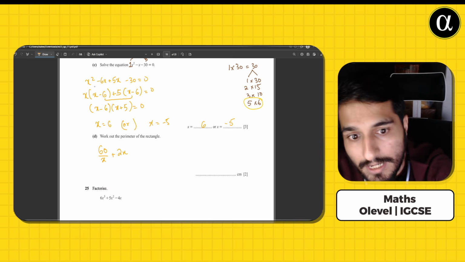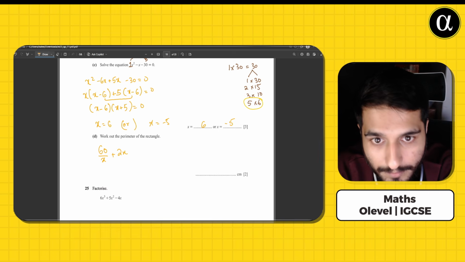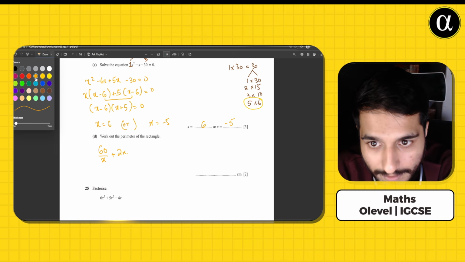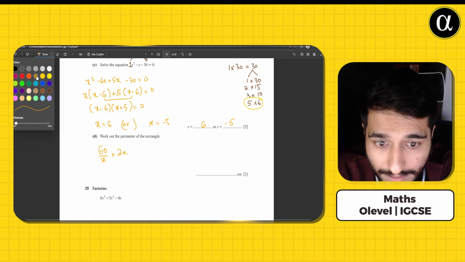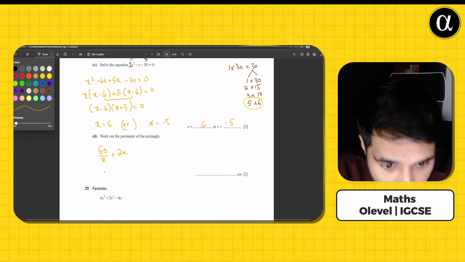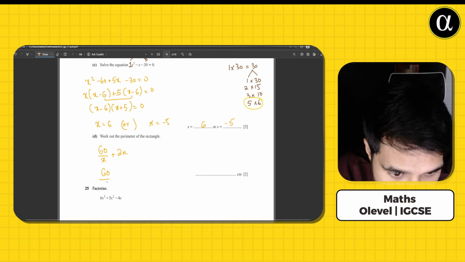We'll reject it for now. We have the value of x from part C, and then we are going to plug in. We'll be plugging in 6 into this. So it's going to be what? 60 over 6 plus 2 into 6.